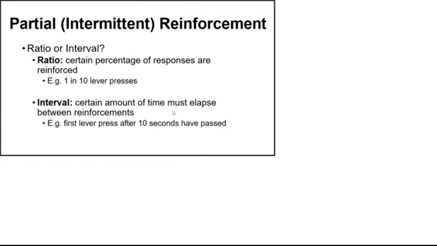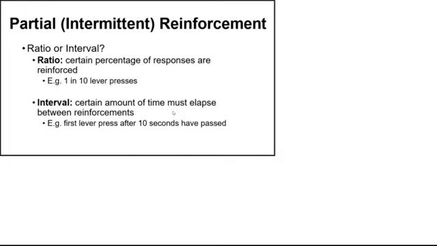Next, we're going to ask, is it ratio or is it interval? This is basically asking, is it dealing with number of presses or is it dealing with time? Ratio is looking at number of responses. It might be reported as a percentage, or as the 10th press or X number of presses. If they're talking about numbers, that's going to be ratio.